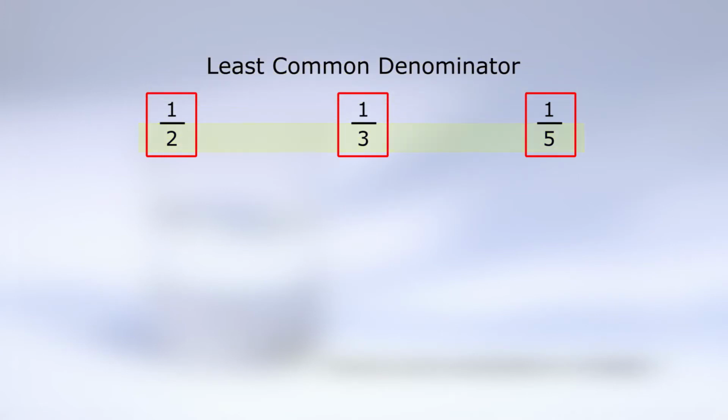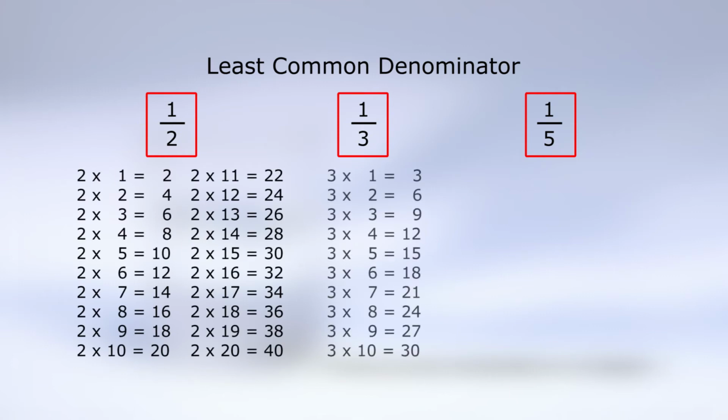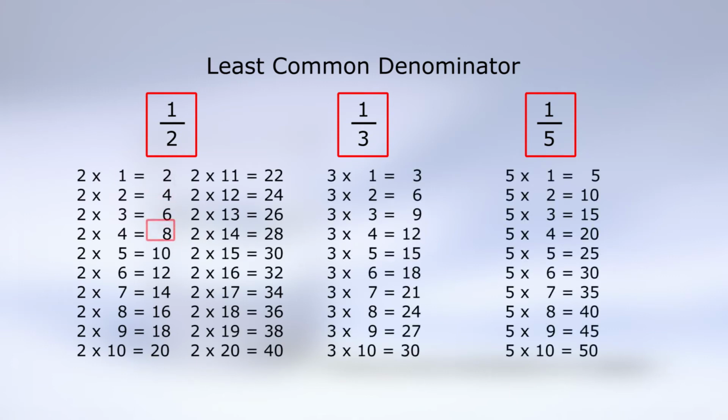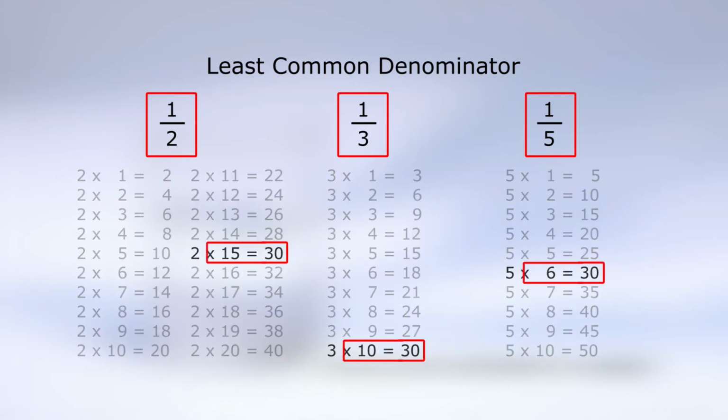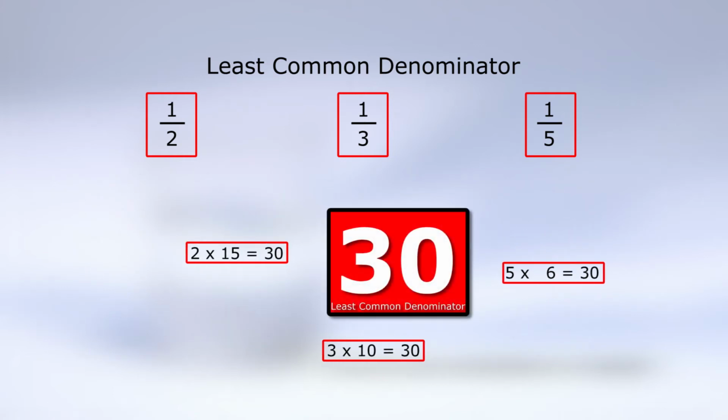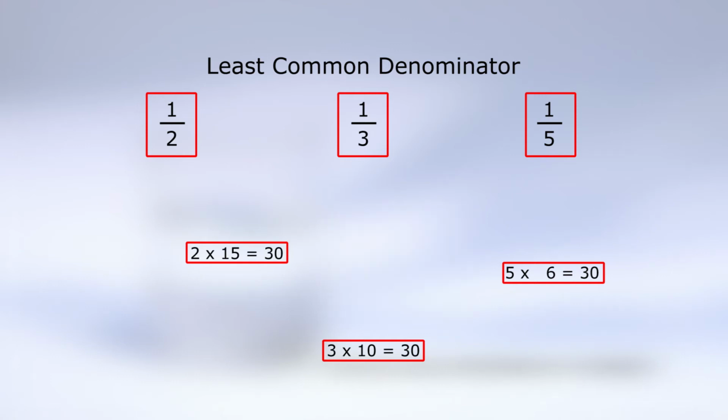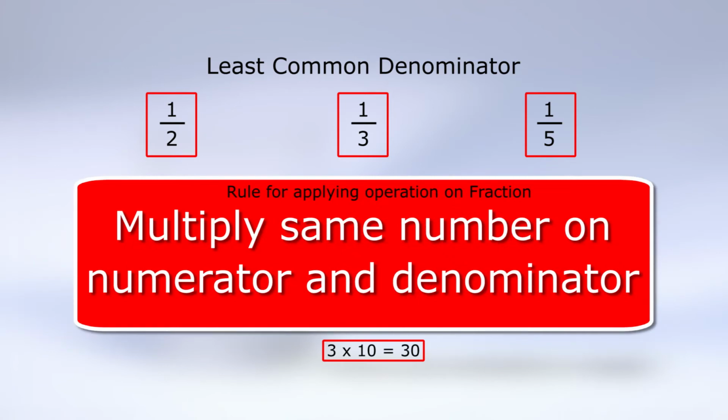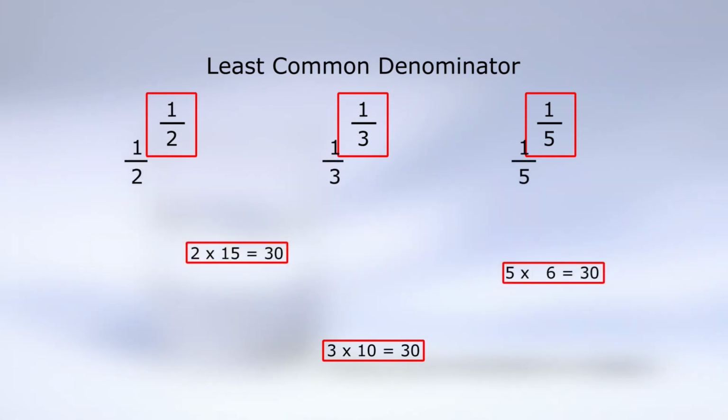We need to work on the multiples of 2, 3, and 5. We identified that the lowest number of multiples that would appear in the multiplication tables of 2, 3, and 5 is 30. Now that we have identified the LCD as 30, we need to work on the fractions. The most important rule in fractions is that whatever number you multiply on the denominator, you need to multiply the same on the numerator. Let us start.